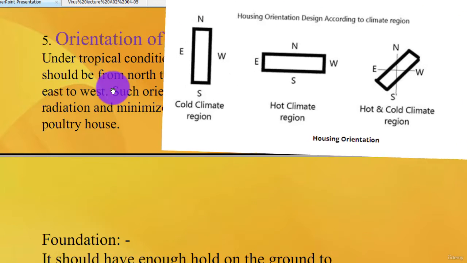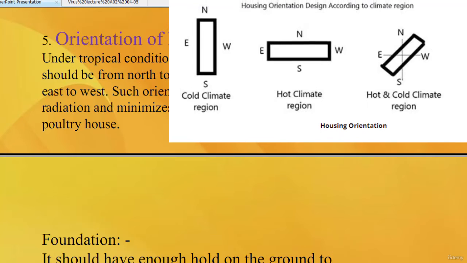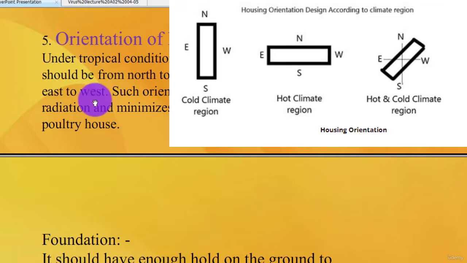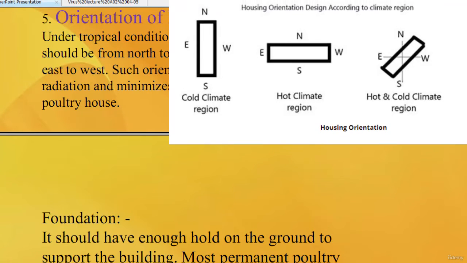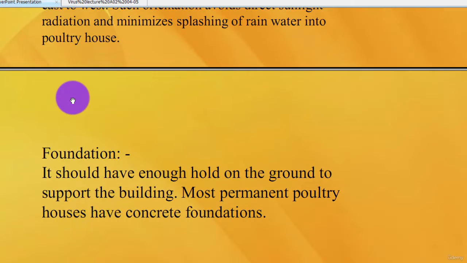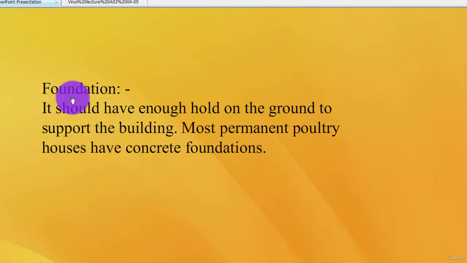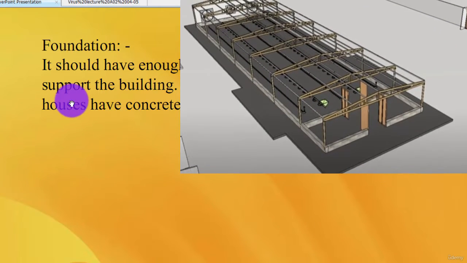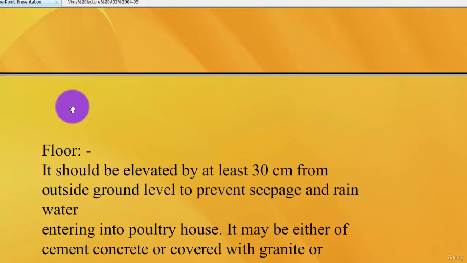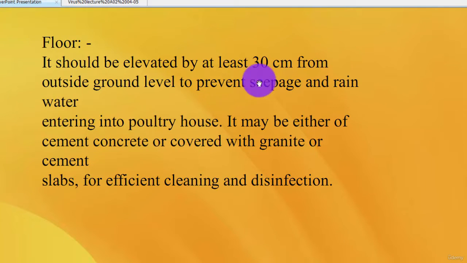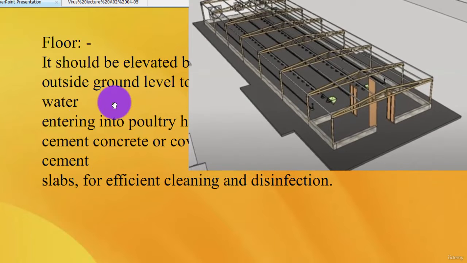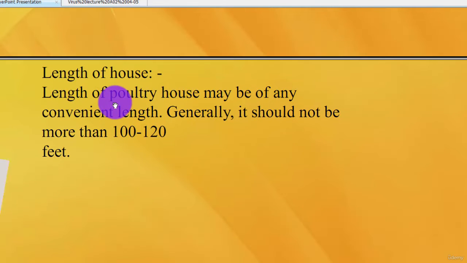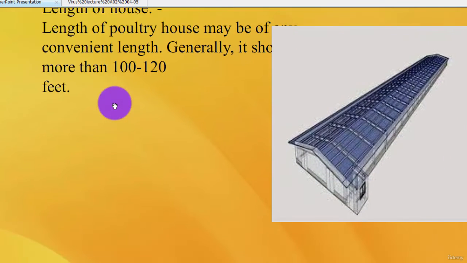Orientation of the house. Under tropical conditions, the width of the poultry house should be from north to south and the length from east to west. Such orientation avoids direct sunlight radiation and minimizes splashing of rain water into the poultry house. The foundation should have enough hold on the ground to support the building. The floor should be elevated by at least 30 cm from outside ground level to prevent seepage of rain water. The length of the house may be any convenient length.